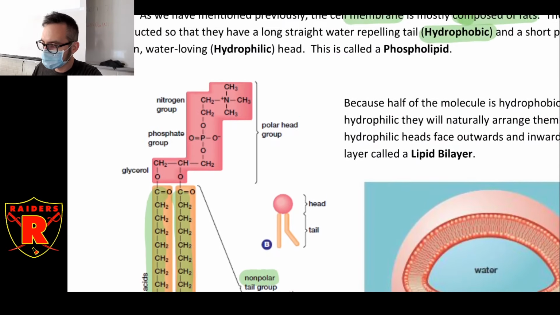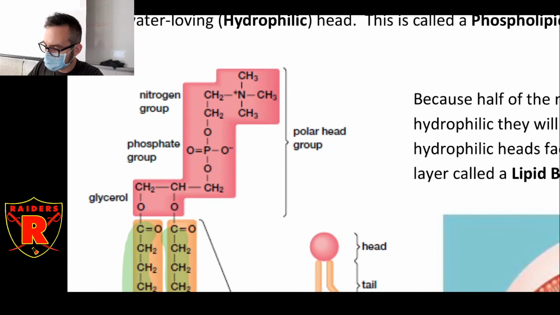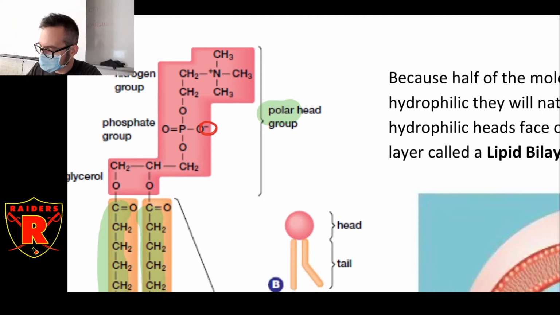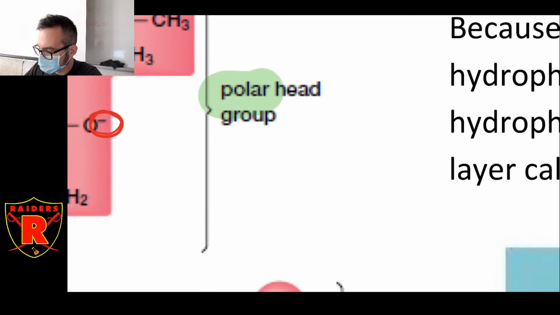The other end has a phosphate group on it with a charge on it. Okay? Because it has that charged group on the other end, charges are attracted to water. So the other end of this molecule is the polar group. Polar means that it has a charge. So it is a charged end, and that means that other end, the head, is attracted to water. That's called hydrophilic. Hydrophilic means loves water, loves H2O.